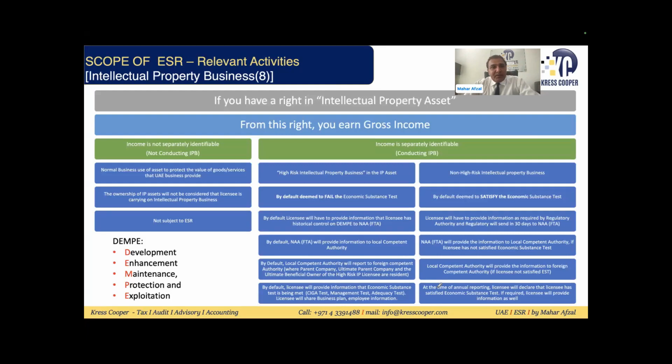Income must be separately identified. These are some basic conditions. Basically, if you have a right in intellectual property, you can generate gross income from it. If the income cannot be identified from the intellectual property asset, then it will be assumed that you are not in the intellectual property business. If the income of the intellectual property asset can be identified, then yes, you are in the intellectual property business. The intellectual property business can be high risk, or it can be a normal intellectual property business.